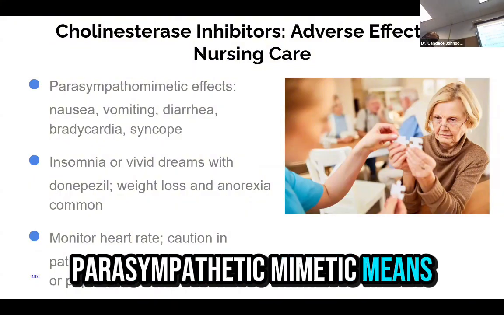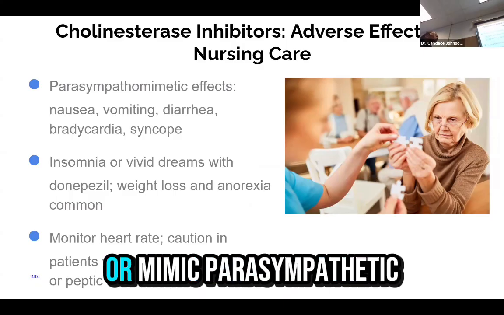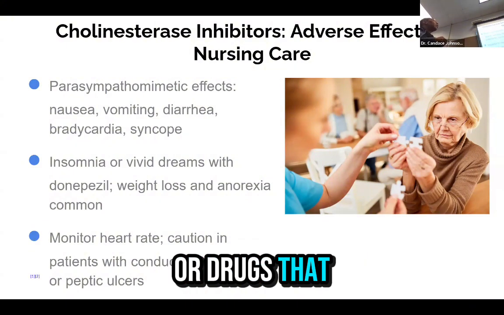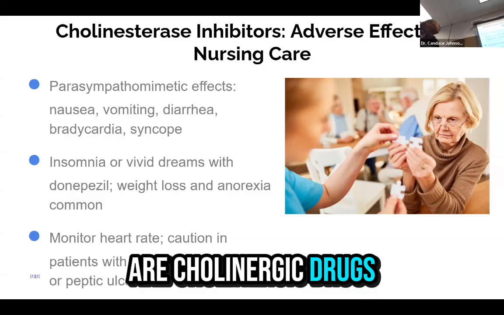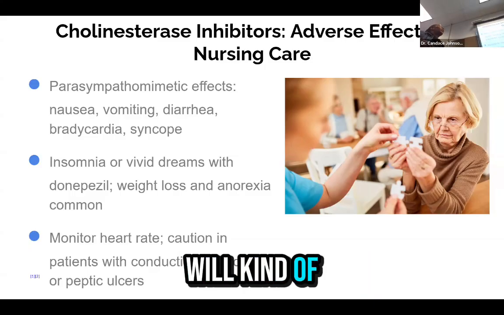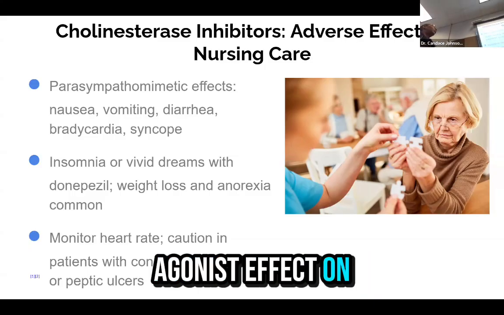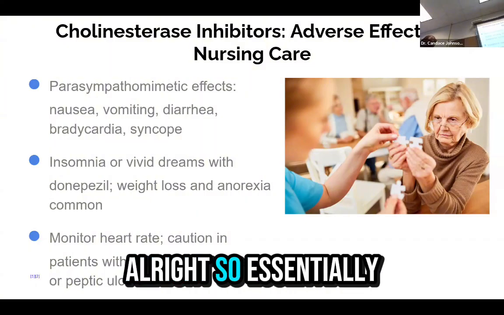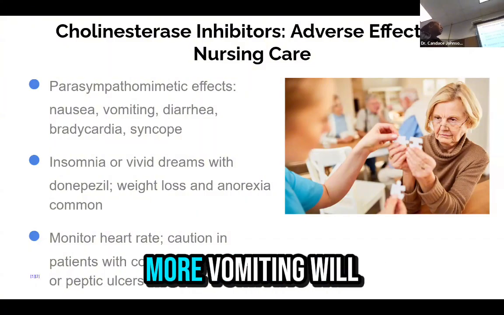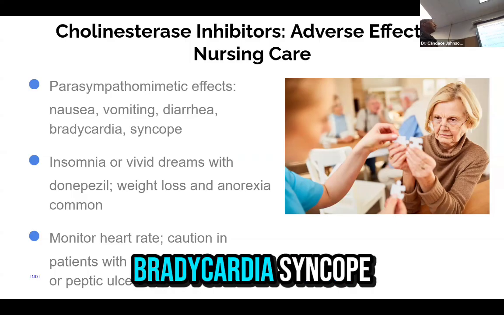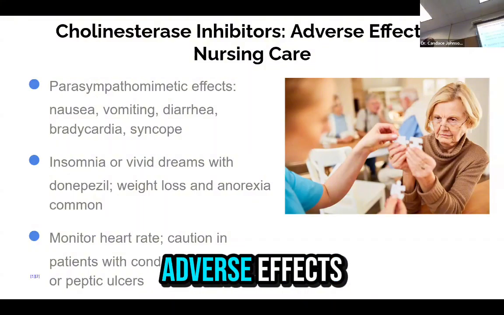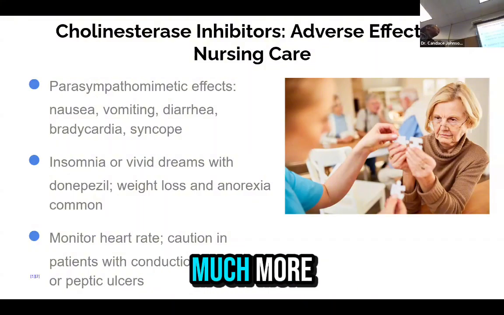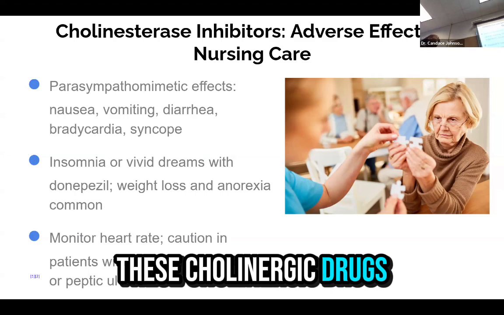Parasympathomimetic means drugs that imitate or mimic parasympathetic drugs, or cholinergic drugs, all right, will have like an agonist effect on all of the side effects. So essentially nausea will be more, vomiting will be more, diarrhea, bradycardia, syncope, all right, are all potential adverse effects that will just be increased that much more when you're taking these cholinergic drugs, okay?